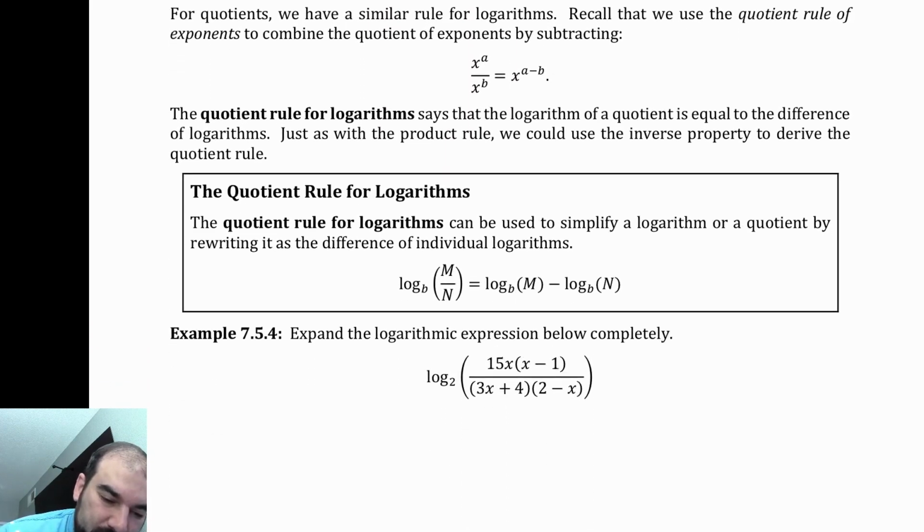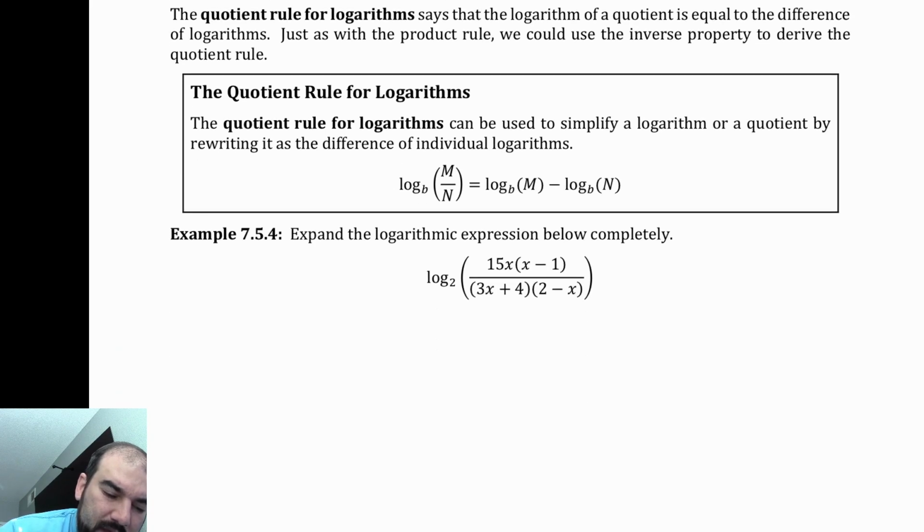The quotient rule is that it's kind of similar to the product rule, but if we have division inside the log instead of a product, we can split into a difference. This is the quotient rule. So if I have a quotient here, we can expand into multiple logs, but they're subtracted from each other.